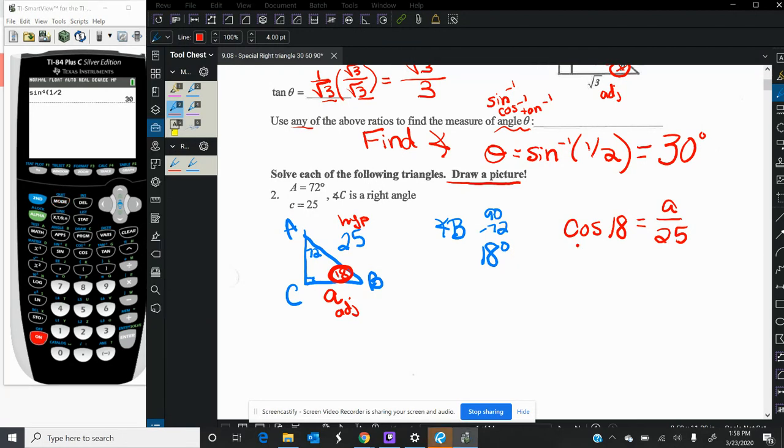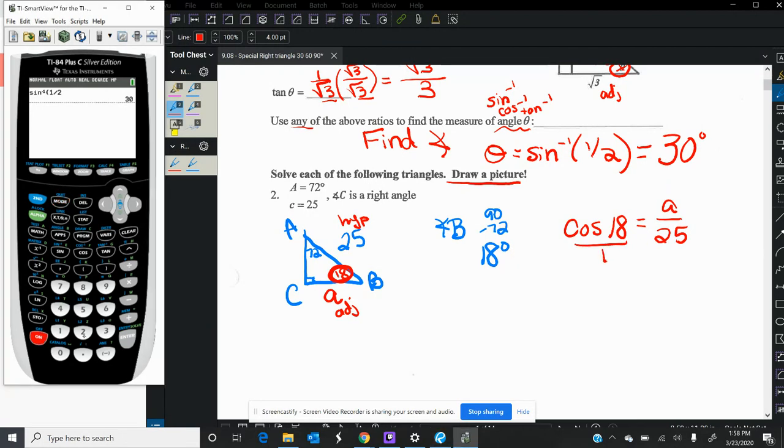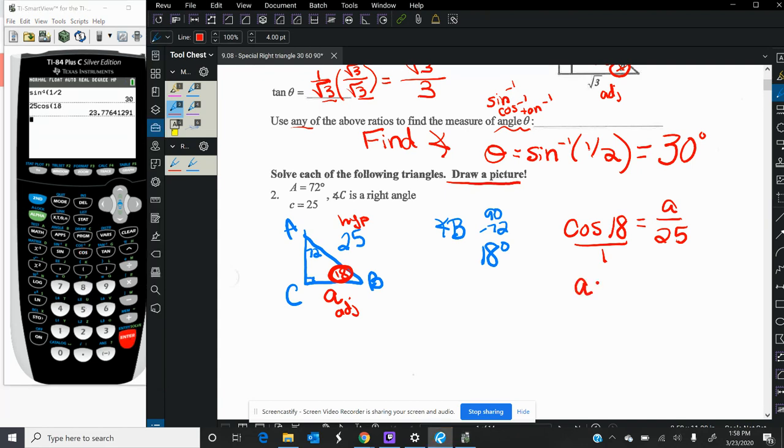And into the calculator, when we cross multiply, we're going to have 25 times cosine 18. And side A will be about 23.7764. Now it didn't tell us where to round to here. I'm going to go 4 decimal places out, and then I'll approximate for now to 2 decimal places. That's the most precise. So side CB will be around 23.78.